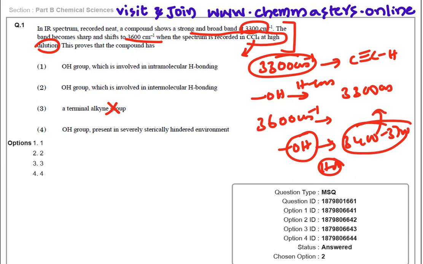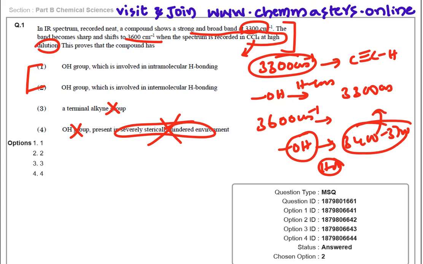And at the same time, the OH group is confirmed here as a functional group in the particular compound. The option OH group present in a severely sterically hindered environment: the steric environment or steric hindered environment is not going to affect the IR frequency here. So the fourth option is also eliminated. Now the answer may be in the first and second options.